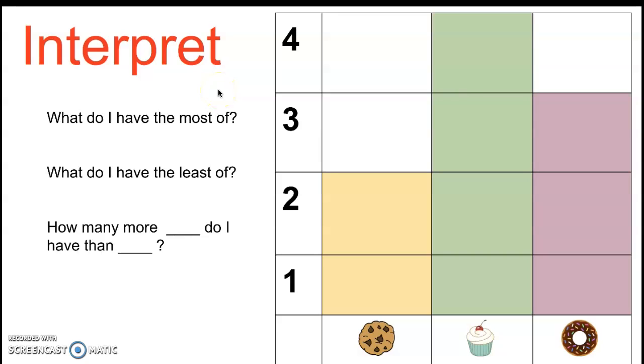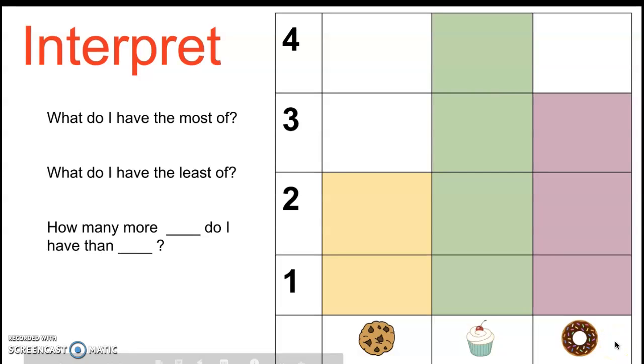When we interpret, we talk about our bar graph, and we talk about things we might have the most of, things we might have the least of. So for instance, what do I have the most of? If you were to look at my bar graph, could you tell what item I have the most of? Is it the cookies, cupcakes, or donuts? If I were to look at this bar graph, could you tell me what I have the least of? Is it cookies, cupcakes, or donuts?